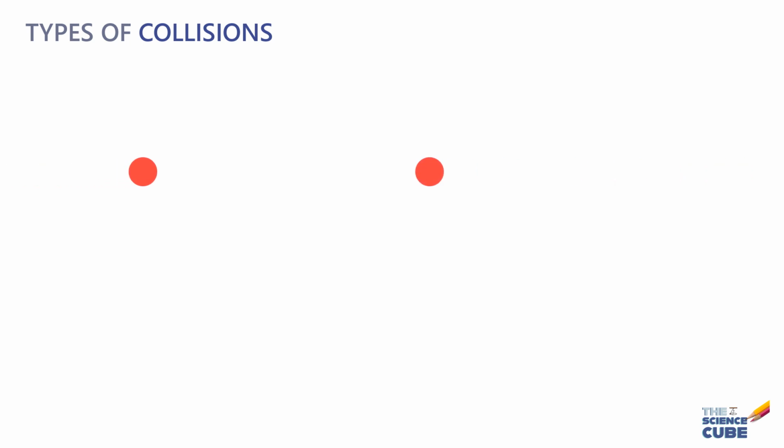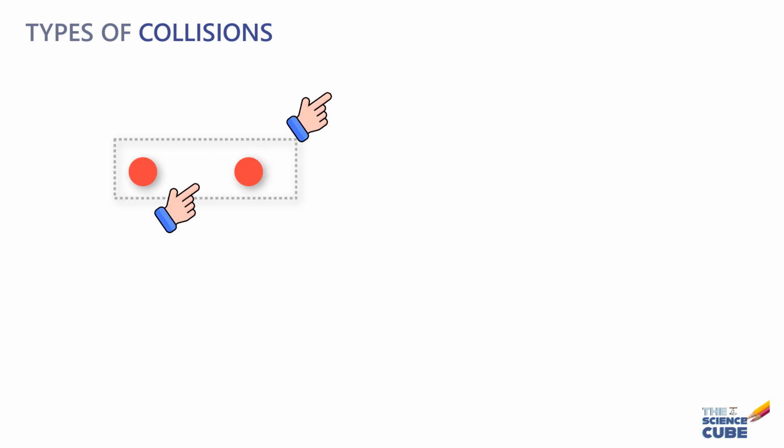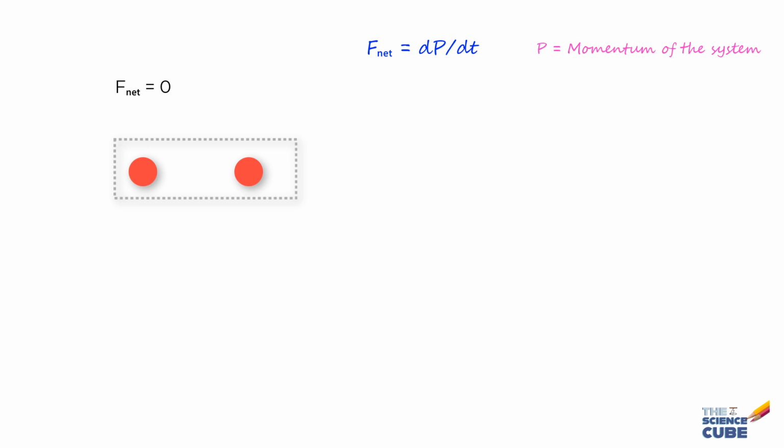Consider a situation where you have a system of two particles such that the particles cannot leave or enter the system. And also, there is no net external force acting on the system. Then, if you take Newton's second law and put F net equal to 0, what you get is dP/dt equal to 0, which basically means that P is a constant.